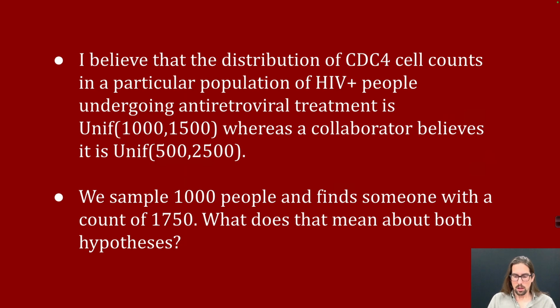All right. So the fact that we found someone with a CD4 count of 1,750 invalidates my hypothesis, because I think it's uniform between 1,000 and 1,500, which means that I should not expect to find anyone with a count greater than 1,500 and anyone with a count less than 1,000. So this is not correct. However, it doesn't mean that this is correct, right? Because it could be, I don't know, some normal distribution, or it could be some other thing that I haven't described to you that doesn't have a name. Most likely that. But certainly it means that this is out of the question, right?